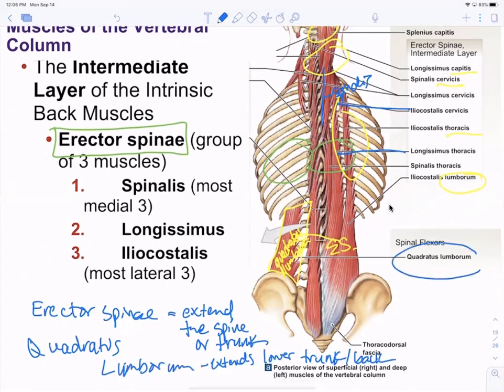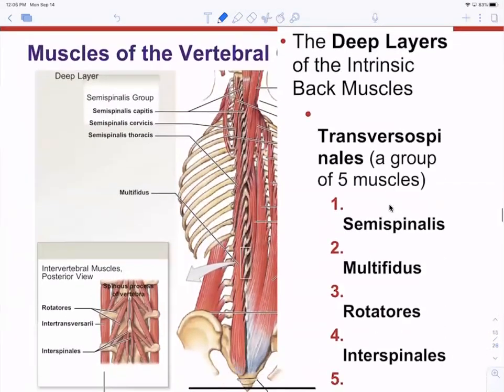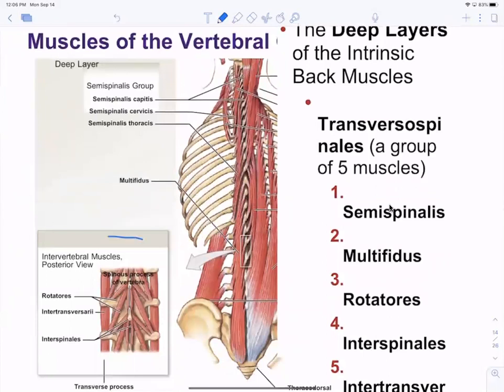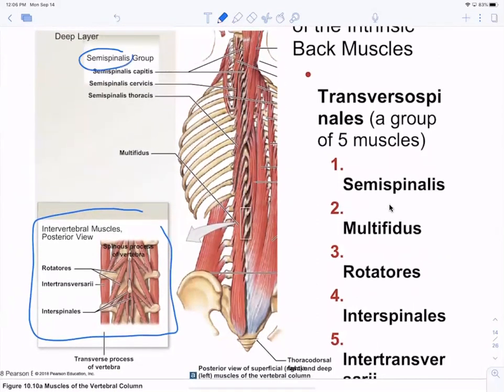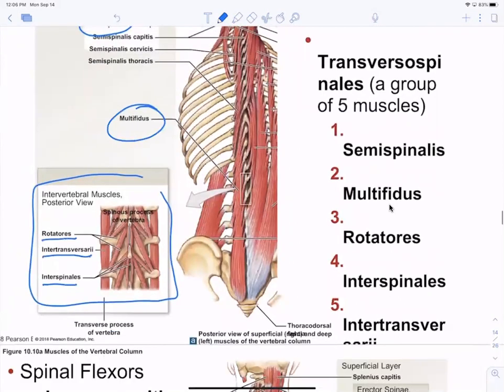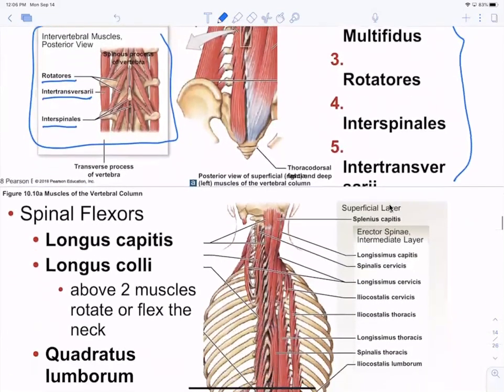So those are the two, quadratus lumborum and the erector spinae. The deepest layers are where you start getting into the ones that are connecting each vertebra to one another. And so you have the semispinalis group and the multifidus group. You also have the intertransversi and the interspinalis. I'm not going to test you on these deeper ones, but I do want you to see how many spinal muscles you have in these little tiny ones that are really going between the transverse processes and the spinous process. A lot of little ones.